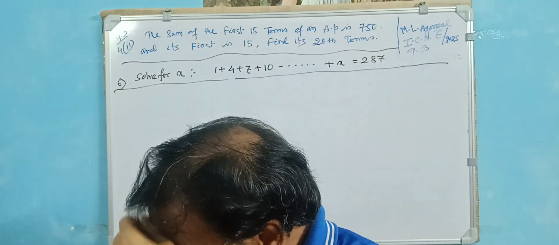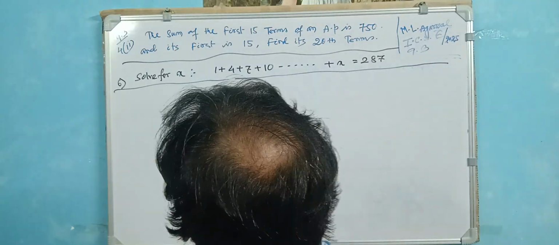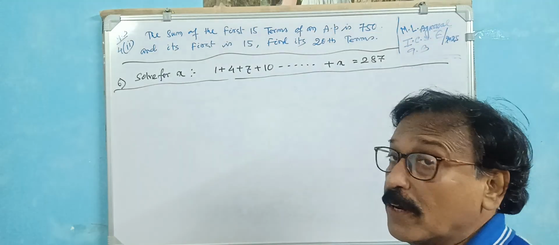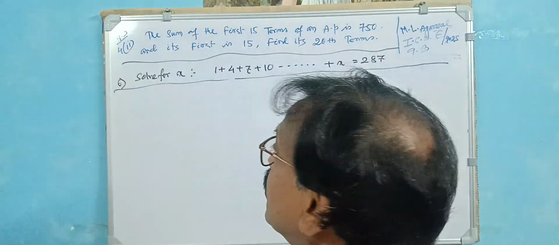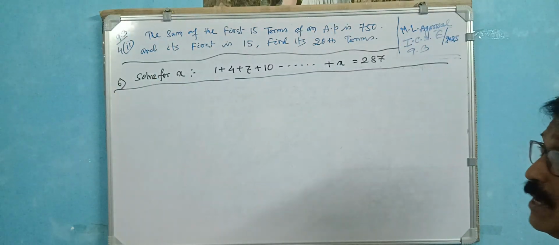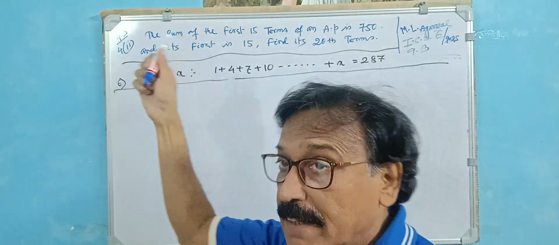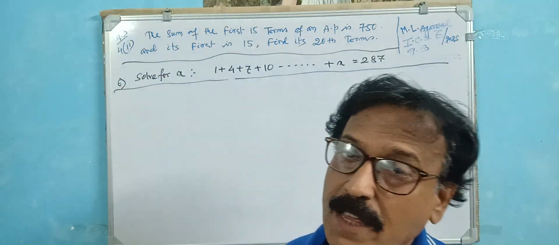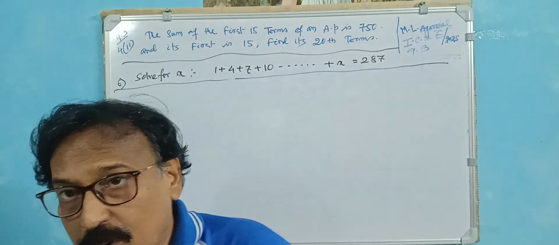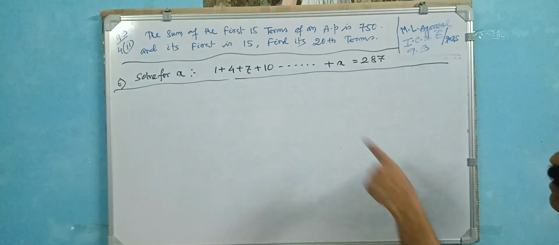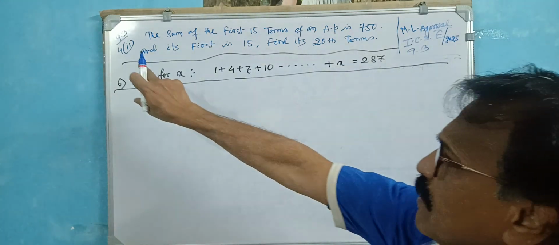This is sum number 5, and I wrote 4.2. Here it is 4.2 in the M.L. Agrawal 9.3. This sum is not 4.2, it is actually sum number 5. Okay, thank you. So just solve it. This is a silly mistake.